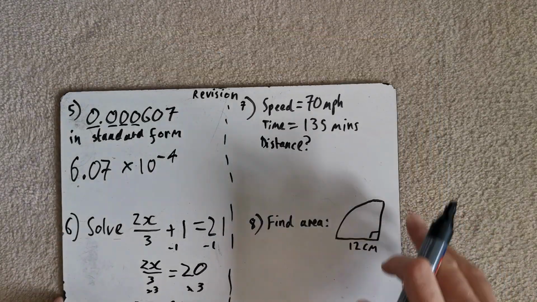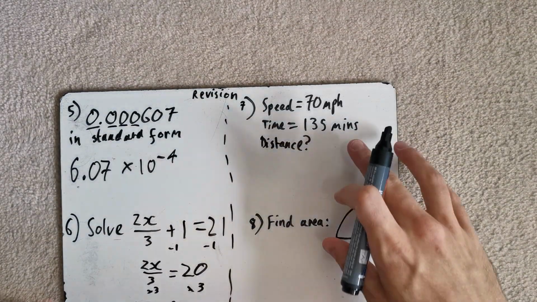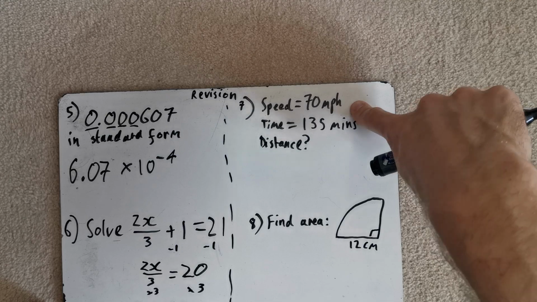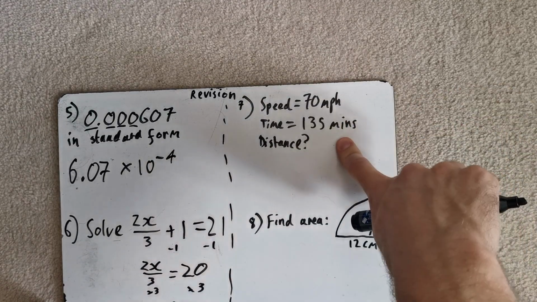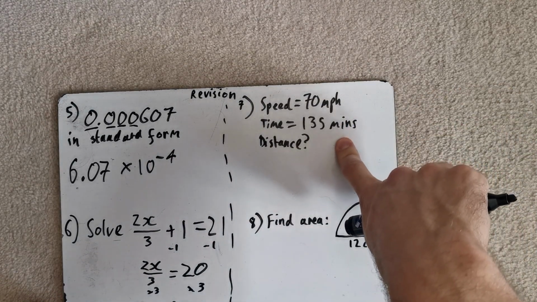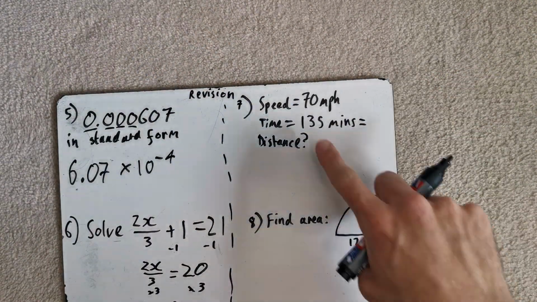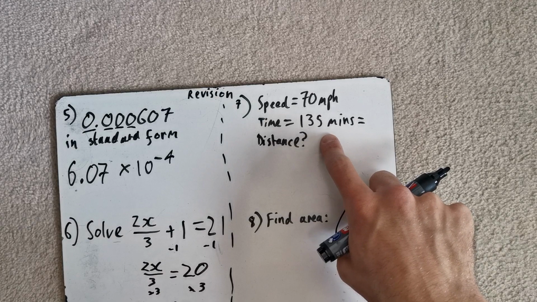Okay, next up, speed is 70 miles an hour. Time is 135 minutes. What's the distance? Remember, that speed is in miles per hour. Okay, that is 135 minutes. I don't like that as 135 minutes. Let's turn that into hours. Okay, so how many hours is in that?